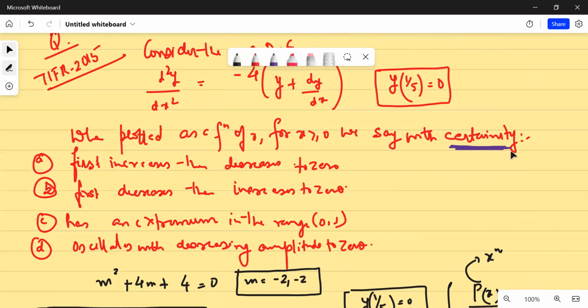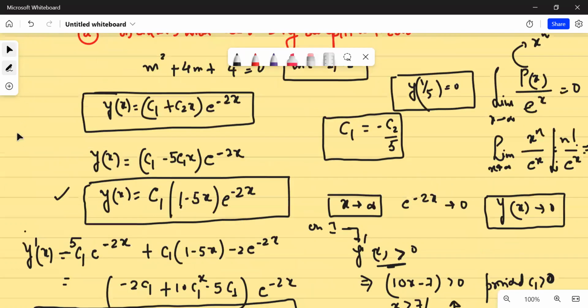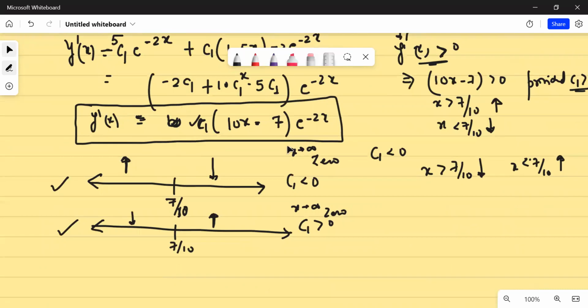So therefore, you cannot say this with all certainty. Both of the options can be right depending upon the value of c1, which you are not given. So both of the options can be rejected because you cannot say anything with certainty. Is that clear? Certainty means what? You can say something with certainty only when you know the value of c1. Then you can say with all certainty how the function behaves, whether it first increases and then decreases, or first decreases and then increases.